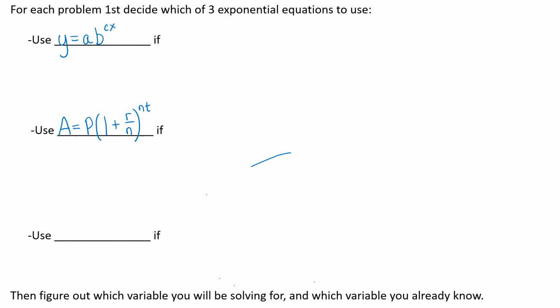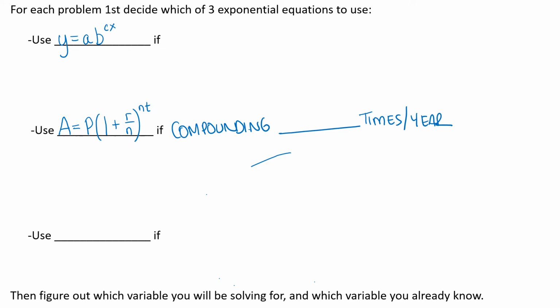You are going to use this whenever the problem talks about money that is compounding a certain number of times per year. It might say compounding annually or compounding semi-annually or compounding quarterly or monthly or daily. So I'm just going to say compounding blank times per year. That's when we're going to use this equation.